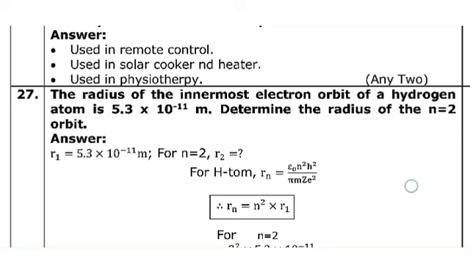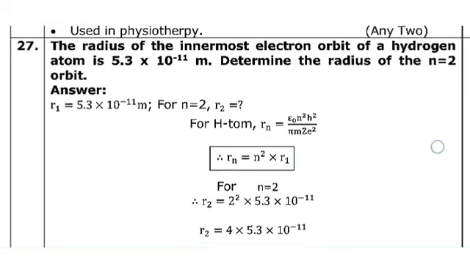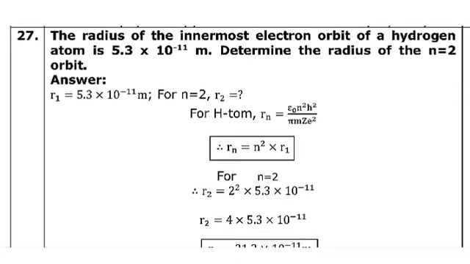Okay. Next, the radius of innermost electron orbit of a hydrogen atom is 5.3 into 10 to the power minus 11 meter. Determine the radius of the n is equal to 2 orbit. Here we can list out the given values. That is n is equal to 2 and r1 is equal to 5.3 into 10 to the power minus 11 meter. Next, we have to find the radius of n is equal to 2 orbit.